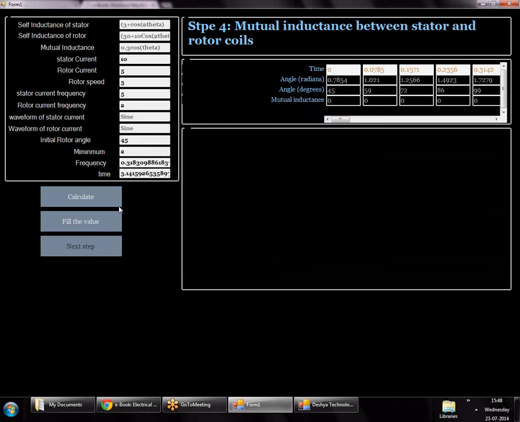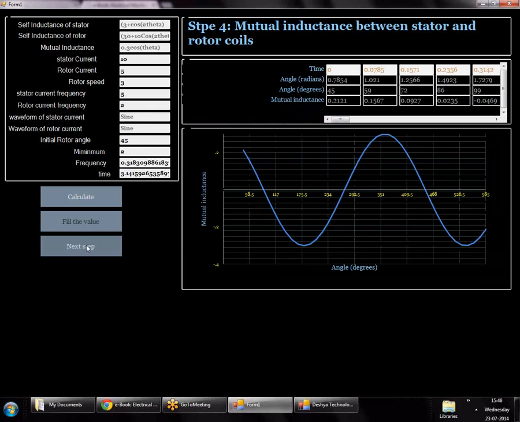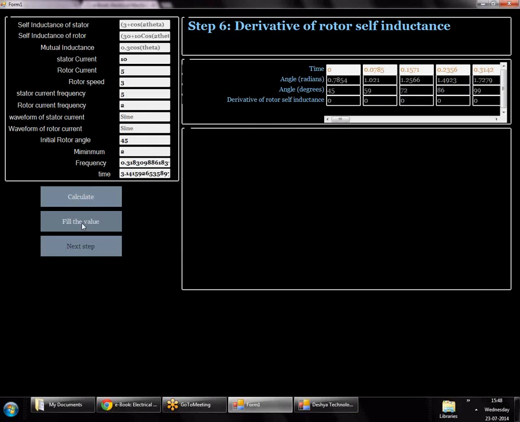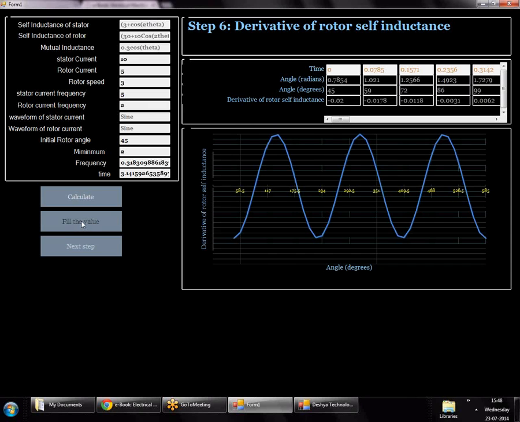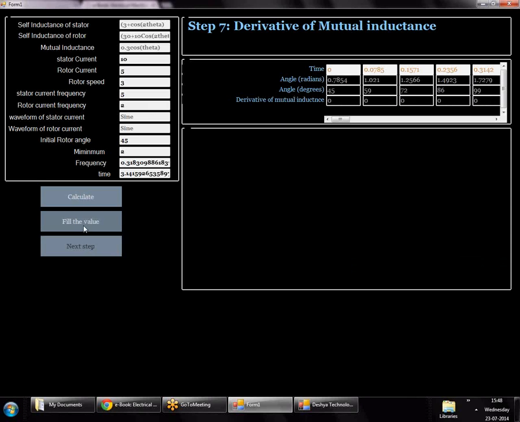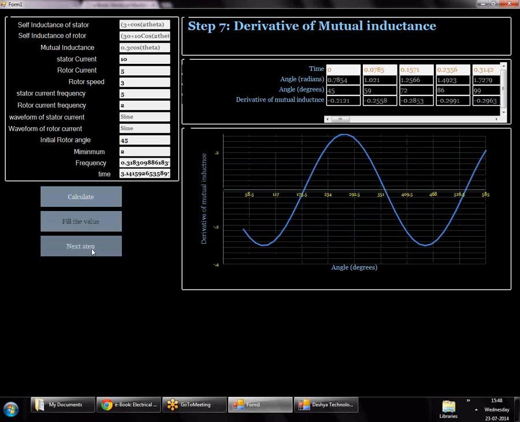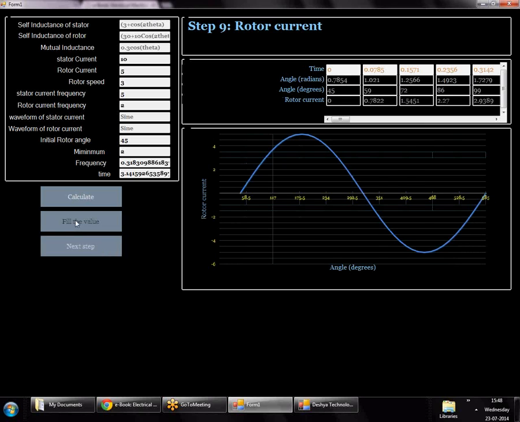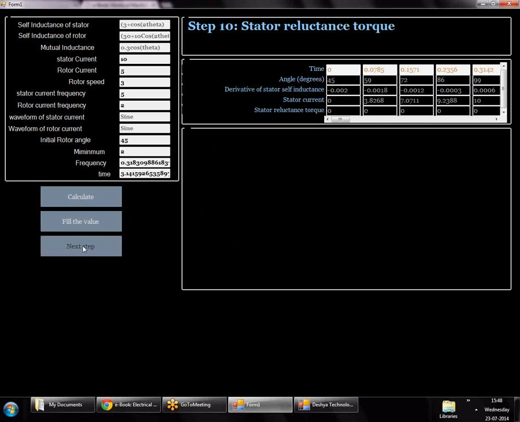And then we have the mutual inductance, and then the derivative of the stator self-inductance, the derivative of the rotor self-inductance, and the derivative of the mutual inductance. Then we have the stator current. We didn't change anything in the stator current, so this is the waveform of the stator current. And then we have the rotor current. We have changed the frequency of the rotor a bit. In the previous example it was 1 radian per second, now it's 2 radians per second.